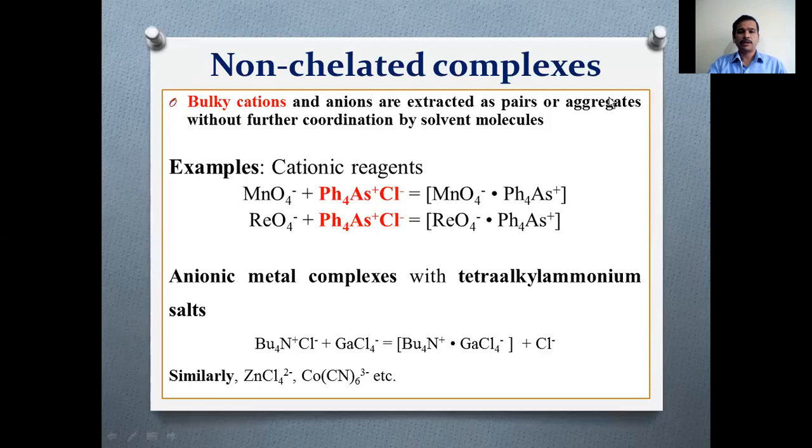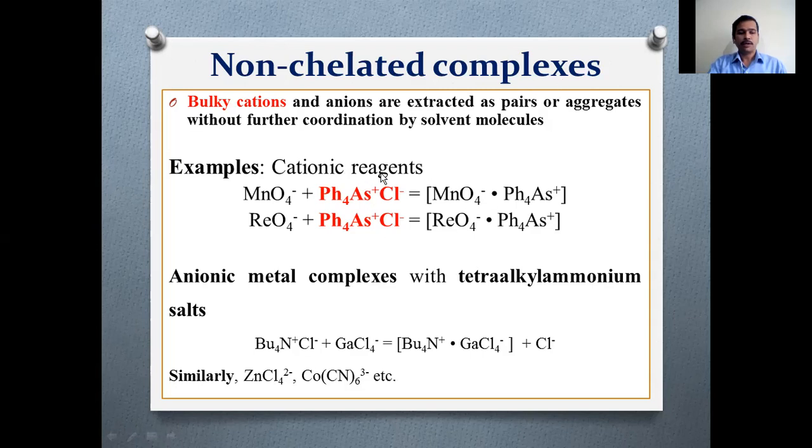So, non-chelated complexes. Let us take some examples one by one and see how the extraction medium is utilized in the extraction of ion association complexes. First, let me take non-chelated complexes. In non-chelated complexes, as we understood, bulky cations and anions are extracted as pairs or aggregates without further coordination by solvent molecules. So the solvent is not going to contribute anything to the cation or anion. Its role is to be present as a solvent in order to extract the non-chelated ion association complex.